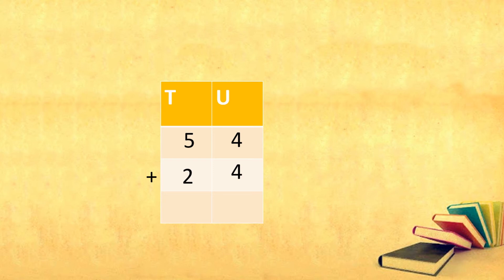First, we add the unit side. So, children, 4 plus 4 equals 8, and then we add the tens side. So, 5 plus 2 equals 7. So, total 78 trees altogether.